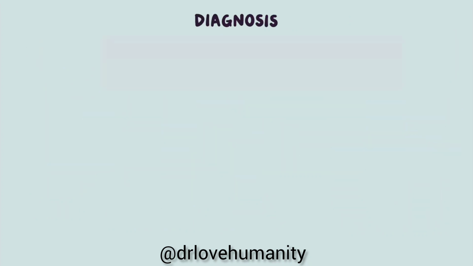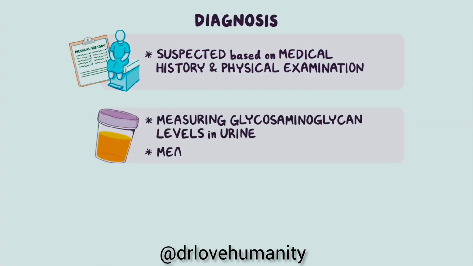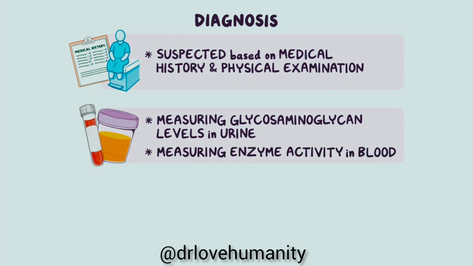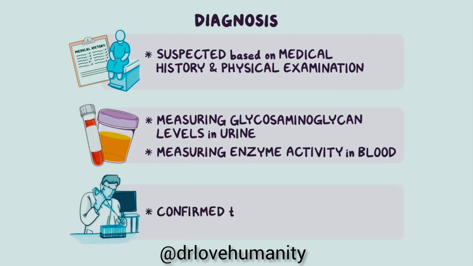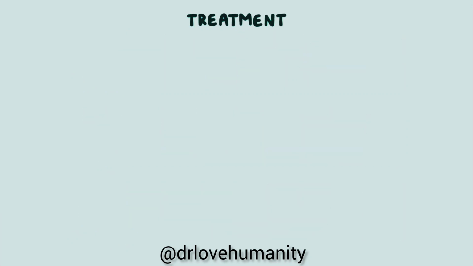Diagnosis of Sanfilippo syndrome is usually suspected based on medical history and physical examination. The screening for Sanfilippo syndrome can be done by measuring glycosaminoglycan levels in urine or measuring enzyme activity in the blood. The diagnosis can be confirmed through genetic testing. There is currently no cure for Sanfilippo syndrome, and treatment focuses on supportive care to manage symptoms.